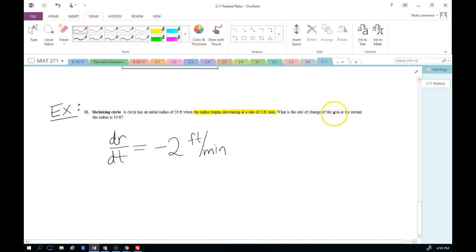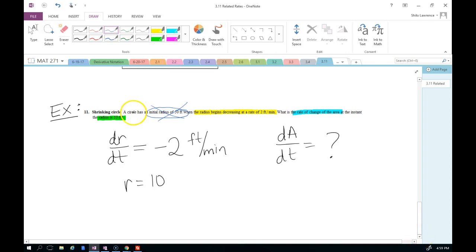What is the rate of change of the area? So they want to know how area is changing, the rate of change of the area. They're asking us to find dA dt. At the instant the radius is 10 feet. So when r is 10. It looks like this information at the very beginning is unneeded, that the initial radius is 50 feet, it's just there to throw us off and is completely useless.